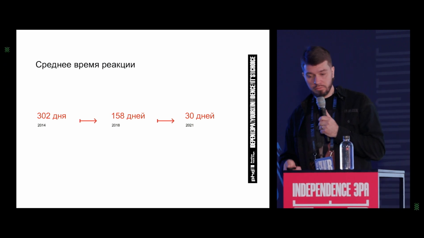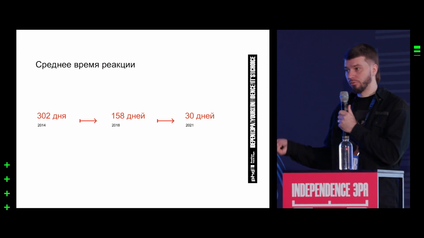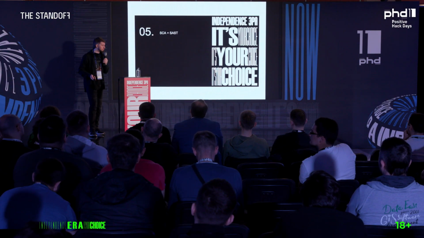In 2018, it's 158 days, and in the year 2021, it's 30 days. And it's fast. 30 days is already fast. If you're specialized in that, you can do it even faster, or at least they think they can do it faster. Well, anyway, in order to do it fast, effectively and efficiently, you really need to make use of automation.